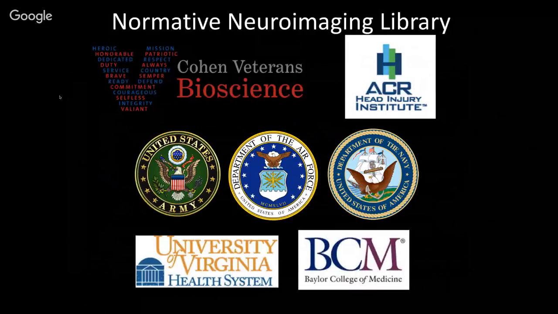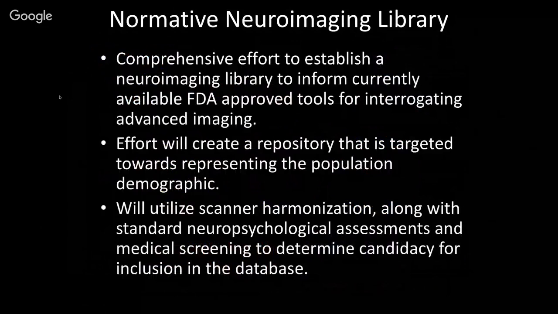So with all of that in mind, an effort has just recently been launched to establish a normative neuroimaging library. This effort is supported by Cohen Veterans Bioscience, with the American College of Radiology taking a coordinating lead. It involves collaborations on a tri-services level, and it involves academic sites at the University of Virginia Health System and also the Baylor College of Medicine.